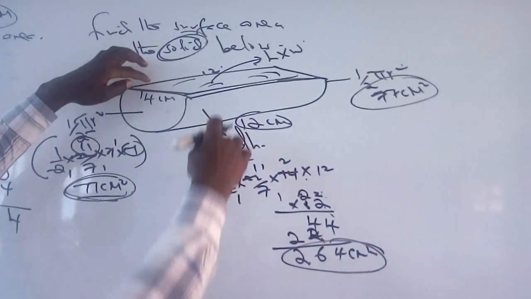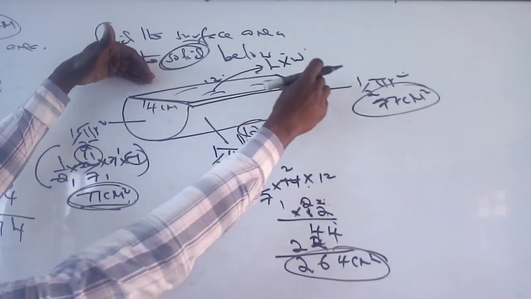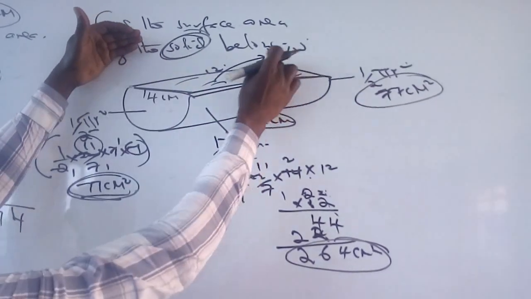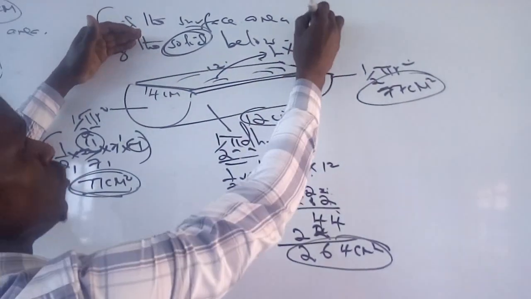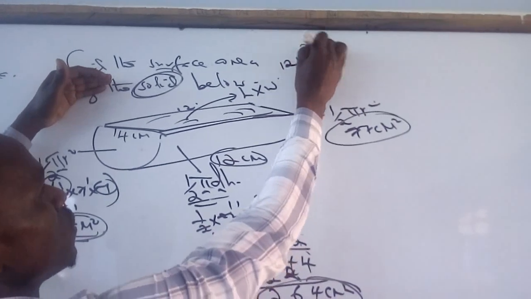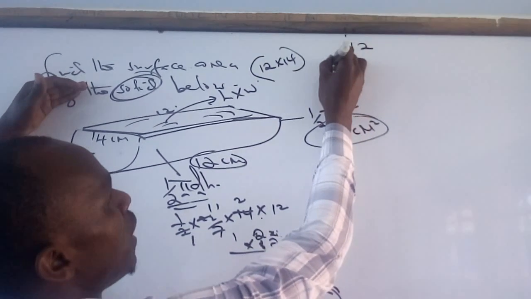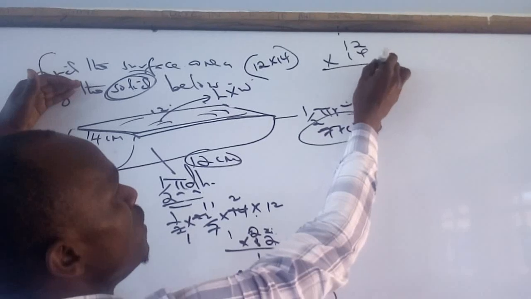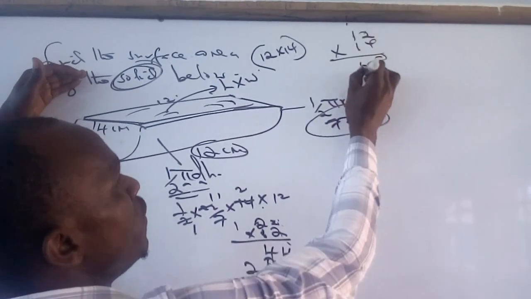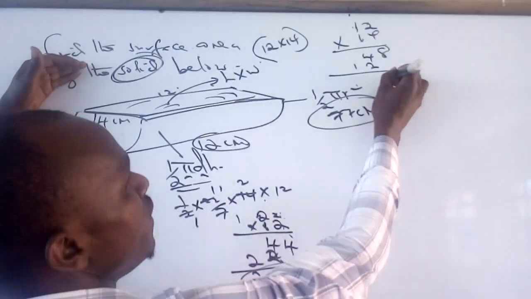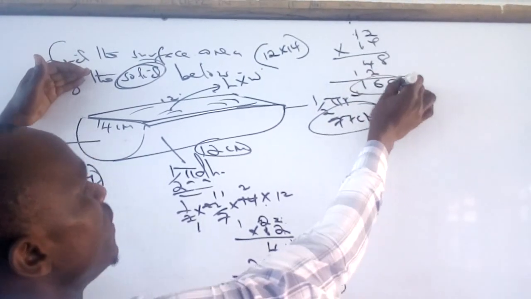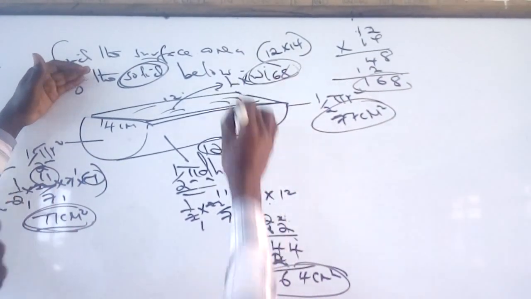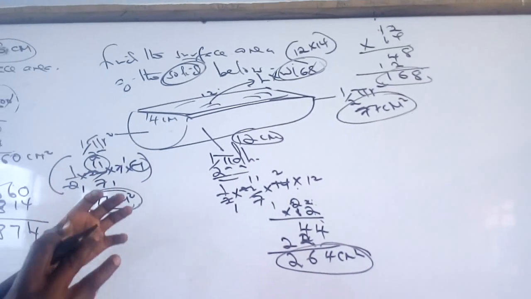So we are left only with the surface at the top, which is length times width, which is 12 times 14. 12 times 14. So this one we can multiply. This is 8, this is 4, this is 2, this is 1. Here we have 8, 6, 1. So this is 168. Now you realize we have all the areas.